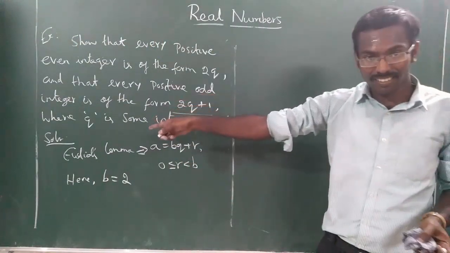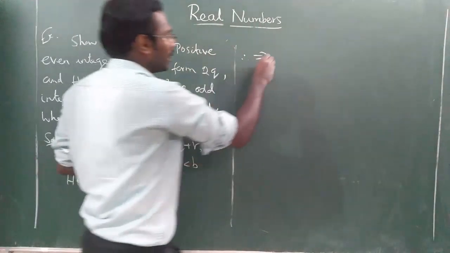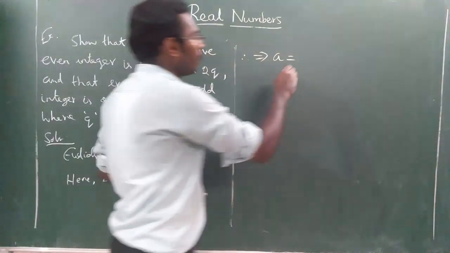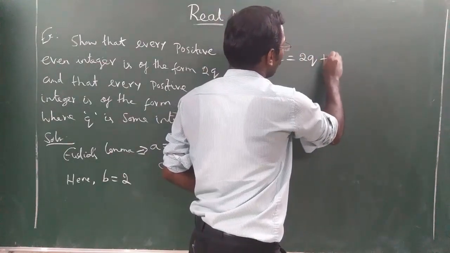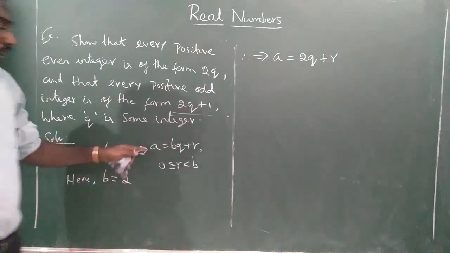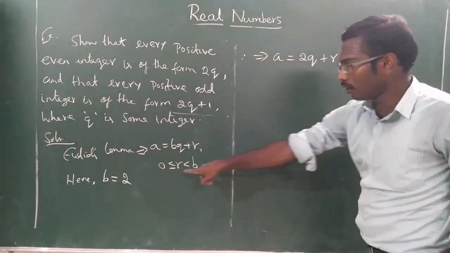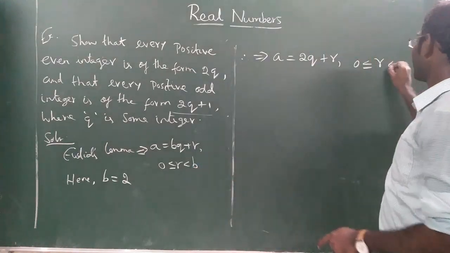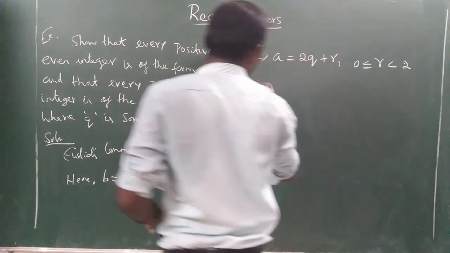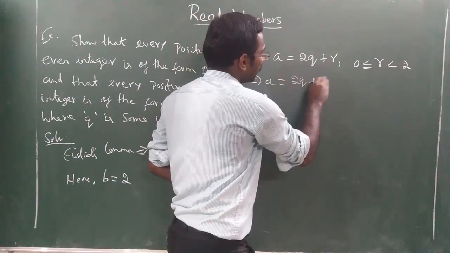It is not directly given. Okay, therefore a value is not given, so a will be like that. a is equal to, instead of b you can write 2. a value is equal to 2q plus r. Understood or not? Okay. So now r value is greater than or equal to 0 and less than b. b is equal to 2, na? Less than 2. Therefore, please listen carefully, a is equal to 2q plus r.